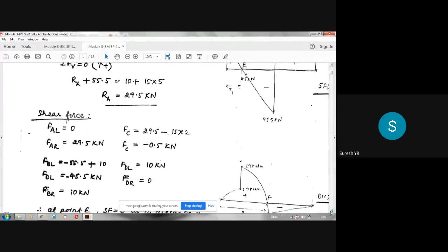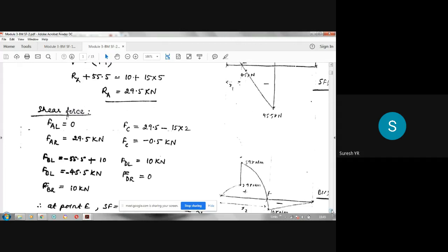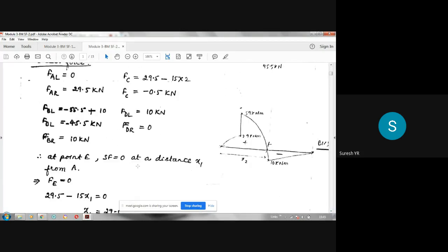Let me take the distance as x1. x1 is the distance of E from the point A. That means distance AE is x1. Let us locate that point where the shear force is 0. So at point E, shear force is 0, at a distance x1 from A. That means shear force at E is equal to 0.